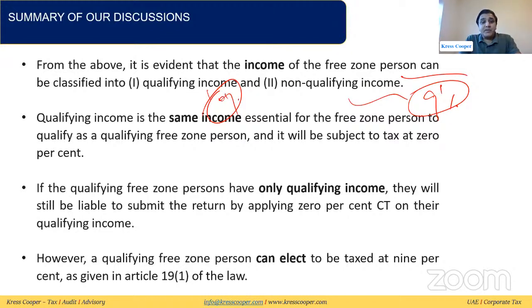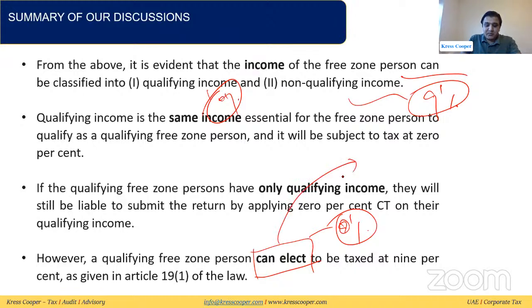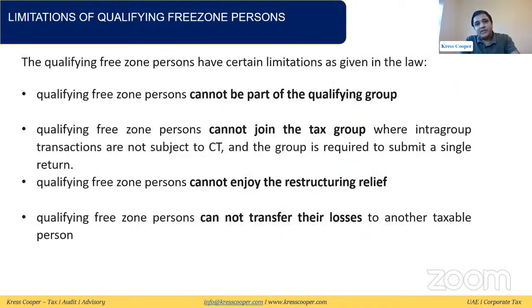However, a qualifying free zone person can elect to be taxed at 9% as given in Article 19(1) of the law. A qualifying free zone person earning qualifying income will be subject to tax at 0% as we discussed, but the law has given an option that they can elect to be taxed at 9%. So what is the reason why the qualifying free zone person will elect to be taxed at 9%? Basically, in the law, there are certain limitations for the qualifying free zone person. There are 4 limitations.